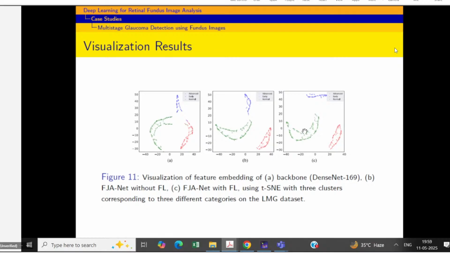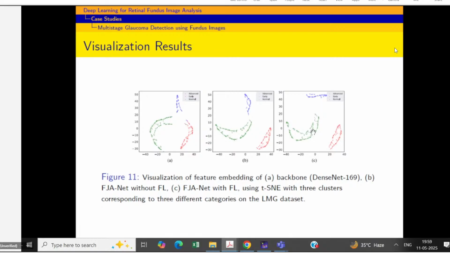Fine. But after applying this fuzzy layer, if you look at the last graph over here, the clusters are well separated. The distance among the clusters is high, and if you look, the intra-class distance is also less.